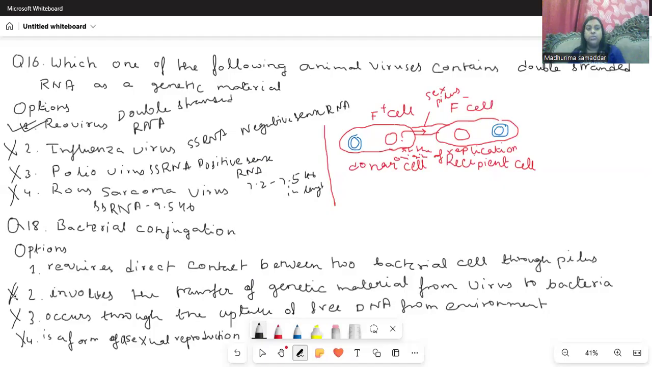So what is left is option number 1. What is written here? Requires direct contact between two bacterial cells. You have seen that is occurring through pilus. So this is the correct option for question number 18. Bacterial conjugation requires direct contact between two bacterial cells through pilus.